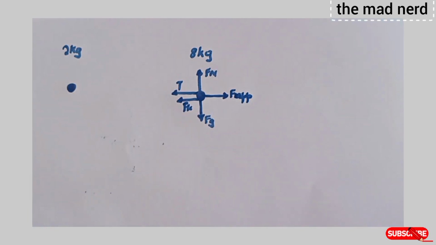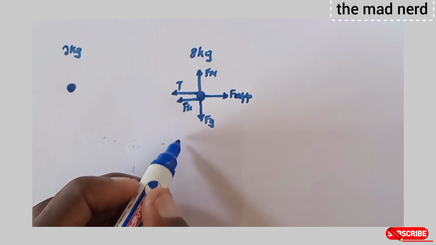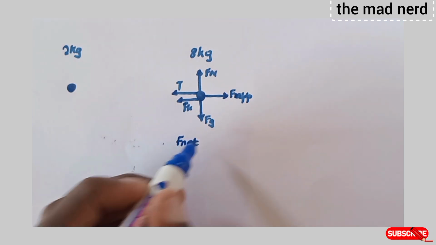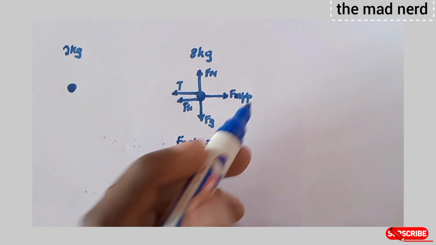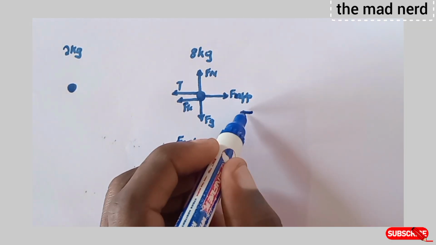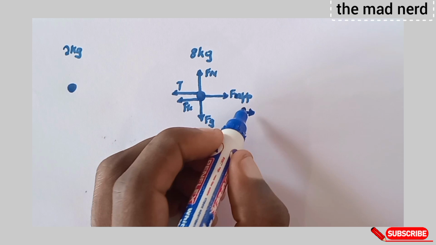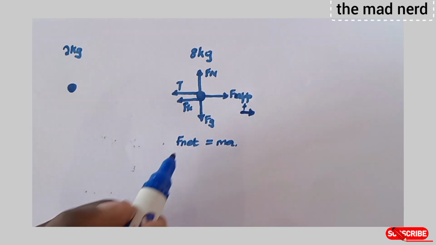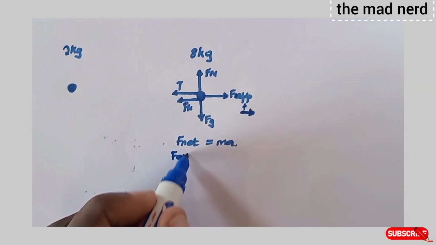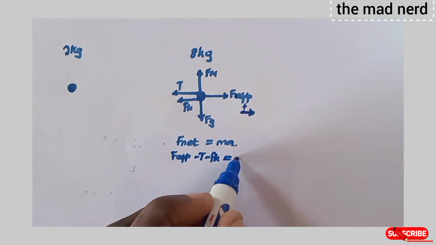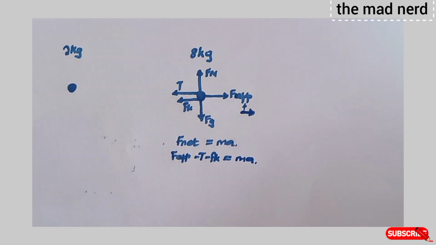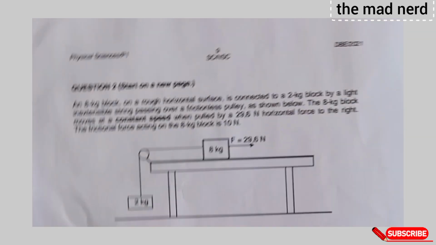So now let's use Newton's second law. We say F net is equal to ma, and then we say the direction that is moving, the direction to the right, is positive. So it means that we have the applied force, F applied, minus the tension minus the friction is equal to ma now.